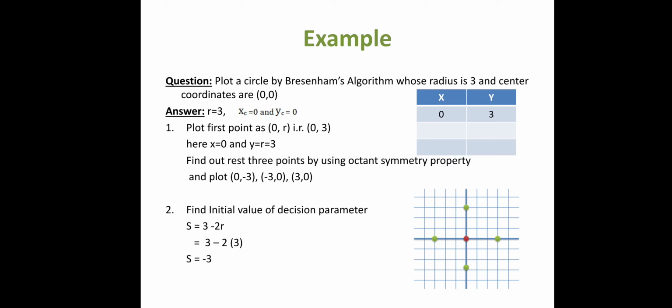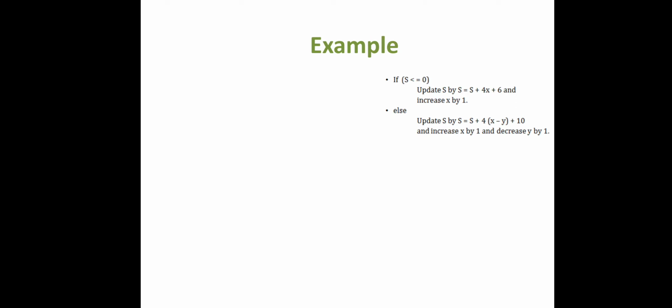Then we will find the initial value. Initial value is the initial value of the decision parameter. S is the decision. Depending on S, we are choosing whether A or B, right? So, S is equal to 3 minus 2R. What is the value of R? 3. So S becomes minus 3. So now S is minus 3. I will check whether my S is less than 0 or greater than 0. Yes, here my S is less than 0. So what do I have to do? I have to update my S equal to S plus 4x plus 6. This I have taken from the algorithm, right.